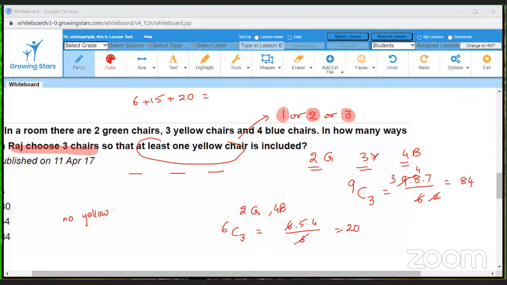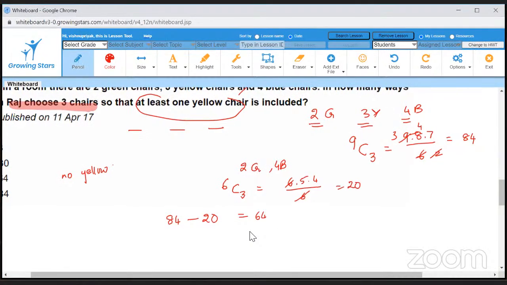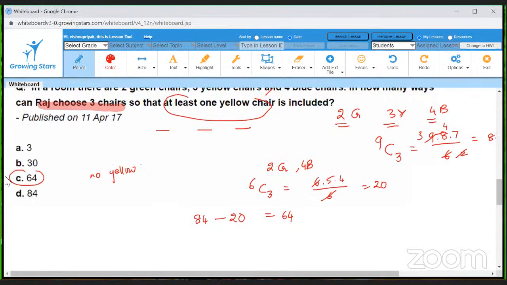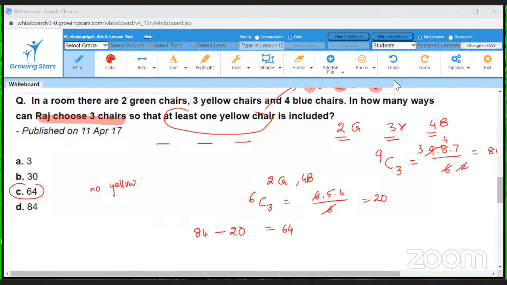But no yellow chair is quite the opposite. So from the total, you subtract the no yellow chairs. So in 64 ways, we may have 1 yellow chair or 2 yellow chairs or 3 yellow chairs. So first we are taking the opposite of it and then subtracting from the total. This is another way which you have learned today for the first time, I mean, in this class. Okay, let's go to the next question.